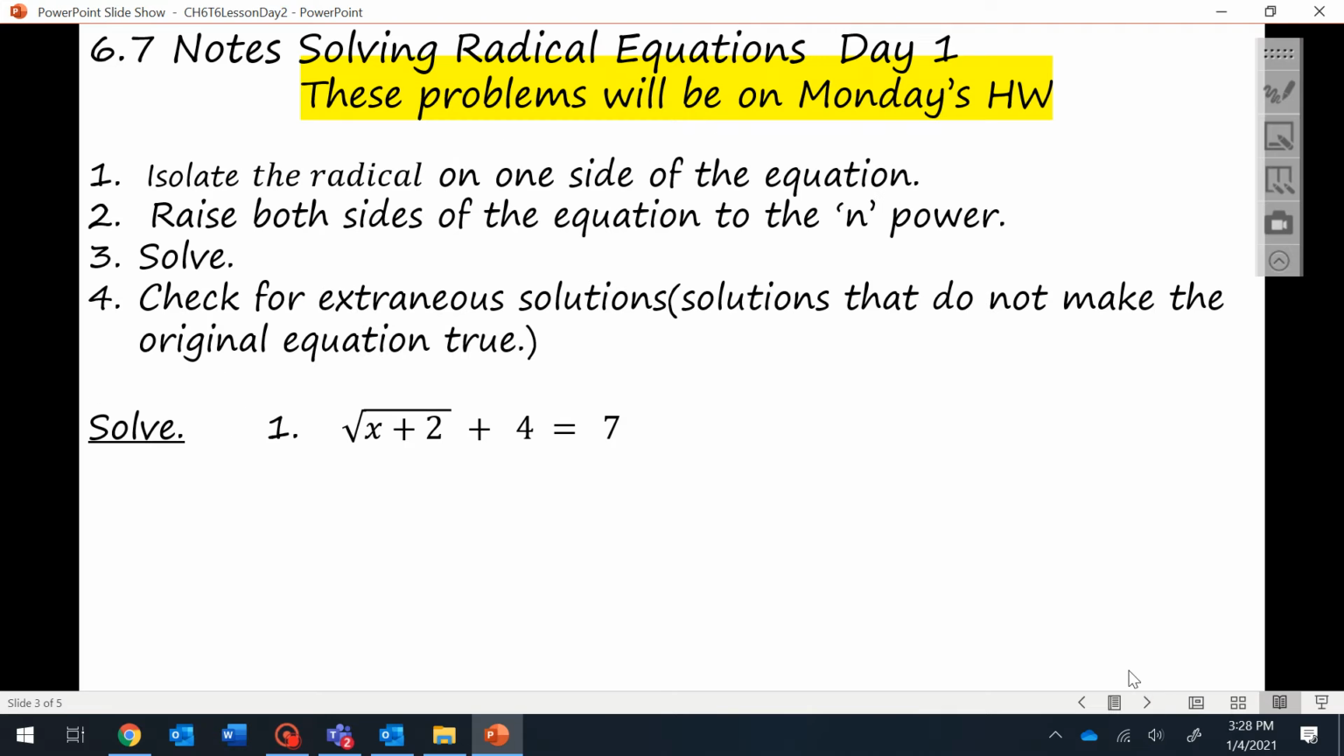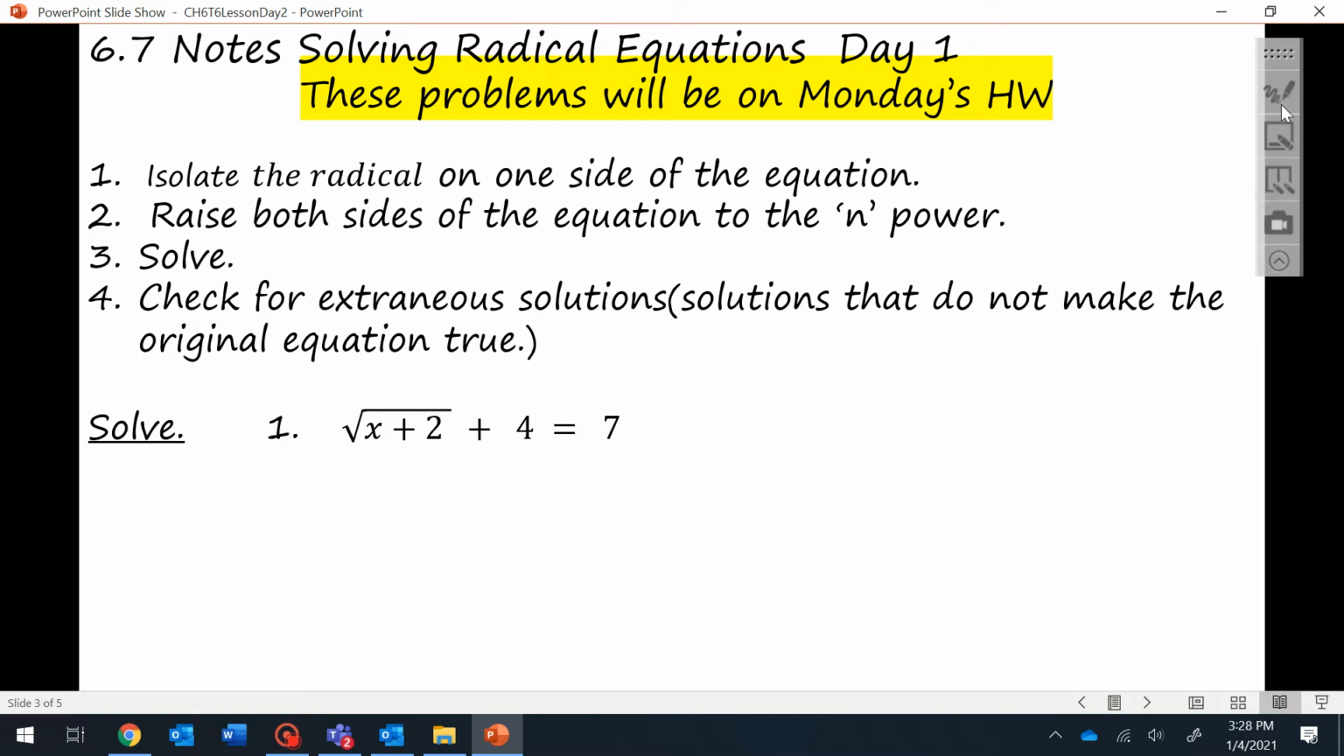Alright, now we are going to be starting on the next topic, which is topic 7. This is the introduction to topic 7, which will start tomorrow, which is solving radical equations. So actually solving these types of equations. So the steps are as follows. You isolate the radical. You raise both sides to the n power to get rid of the radical. The n power is whatever the index is. And then you solve, and you check for any extraneous solutions that do not make the original equation true. So if you find numbers, you need to check for each of them to see if they actually work in the equation.